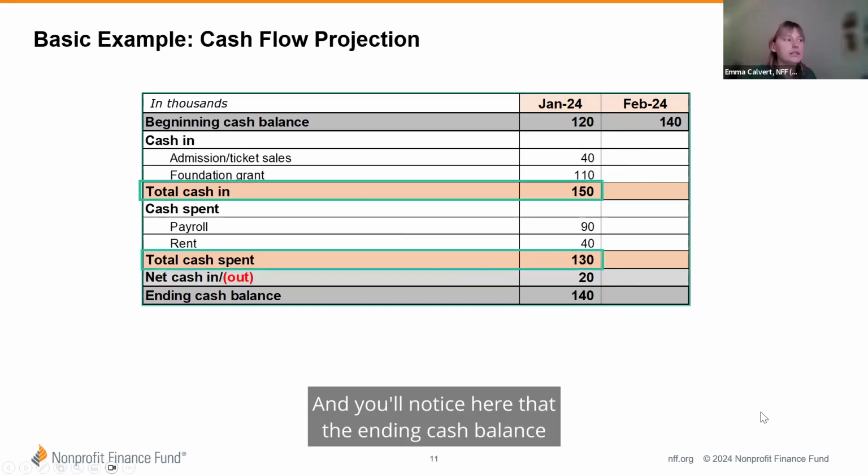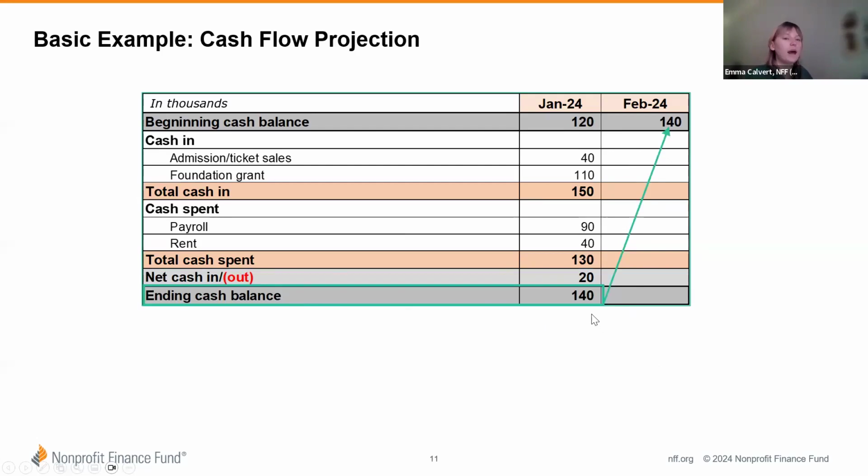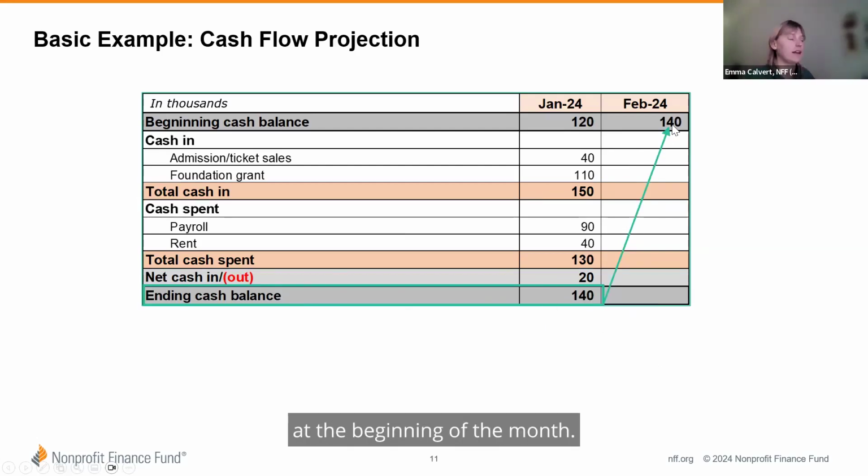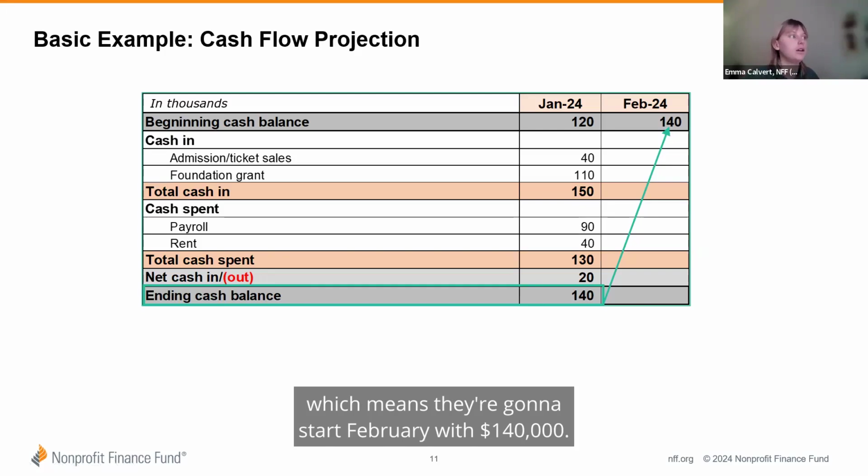And you'll notice here that the ending cash balance goes to the top as the beginning cash balance at the beginning of the month. So they ended January with $140,000, which means they're going to start February with $140,000.